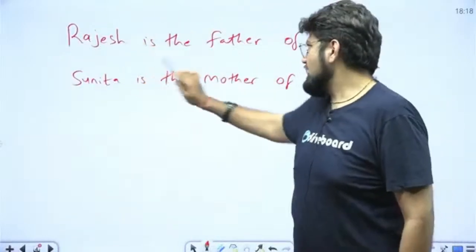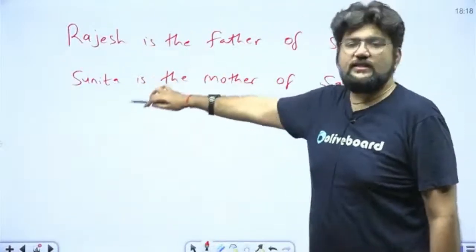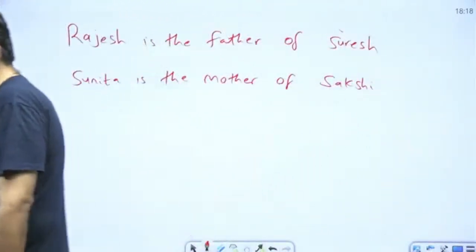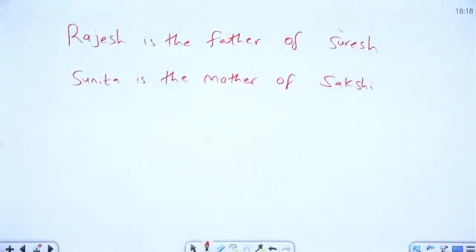Similarly, Sunita is the mother of Sakshi. So Sunita is the mother and Sakshi is the daughter. Correct? Yes or no? Just tell me, did you understand this or not? So from these sentences, we can conclude that Rajesh is the father, Suresh is the son, Sunita is the mother, Sakshi is the daughter. Is it okay, everybody? Yes or no? Please participate. Put it in the chat box. Take the pains of writing at least a Y or an N.